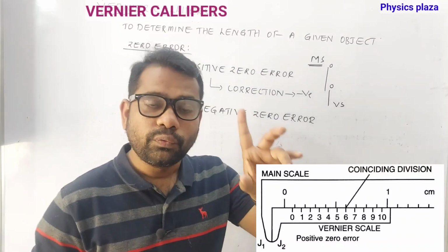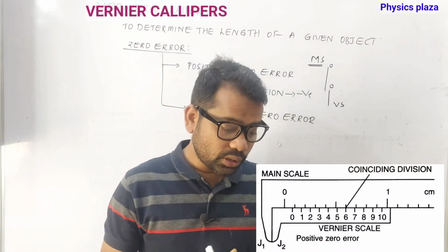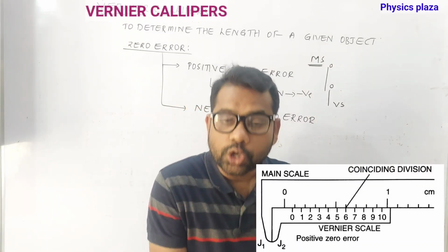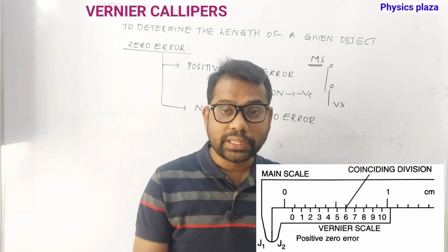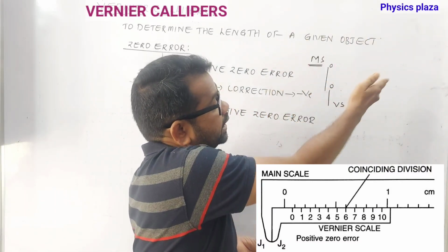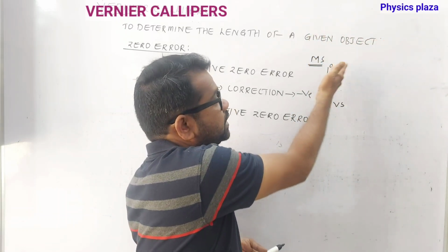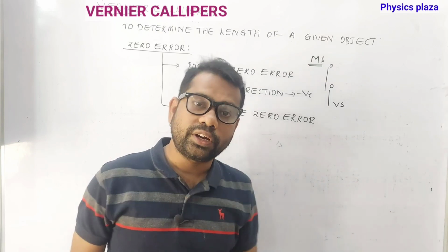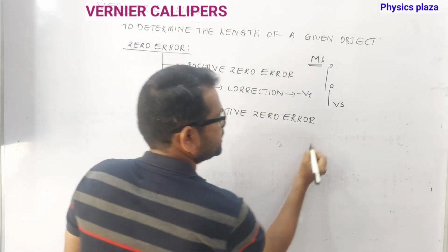So again, I'm telling you, a Vernier calipers is said to have a positive zero error when the two external jaws are brought in contact in such a way that the zero reading of the Vernier scale is standing on the right side of the zero reading of the main scale. So it is said to have positive zero error. If not, children, one more chance is there.